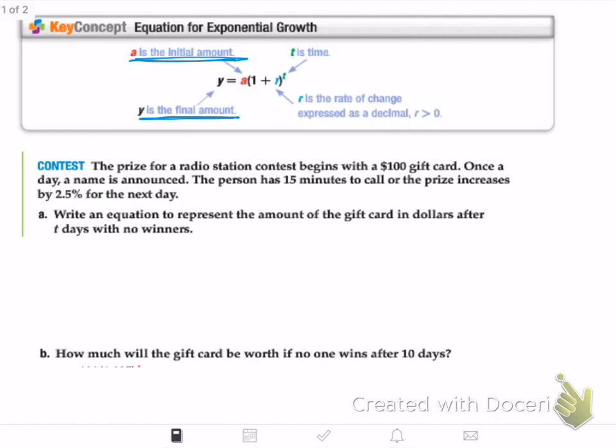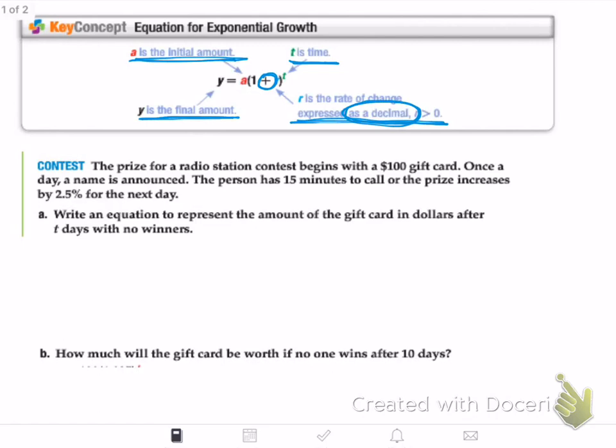Okay, so if you have a savings account, how much did you put in there in the very beginning? R is your rate, usually an interest rate, and it has to be expressed as a decimal, and it's going to be a positive number. And then T is the time. And so this is for exponential growth. The only thing that's different about growth and decay is the plus sign. For a growth, it is 1 plus R.